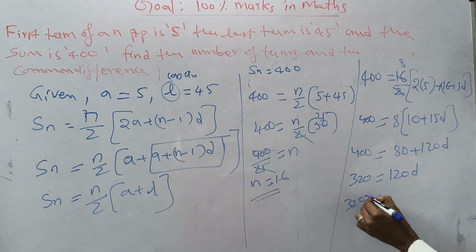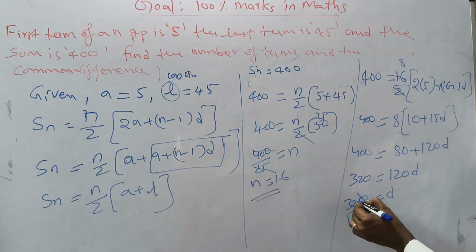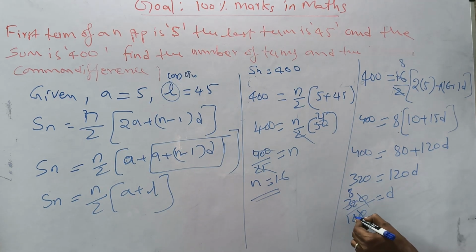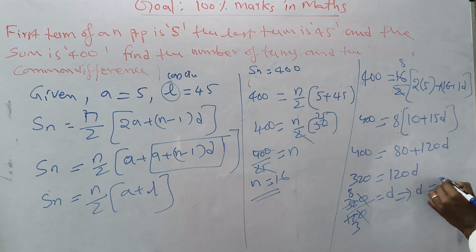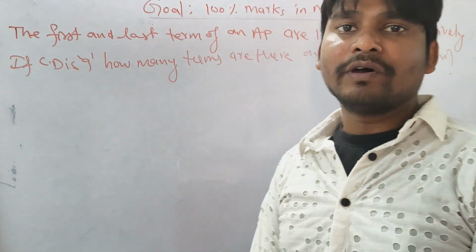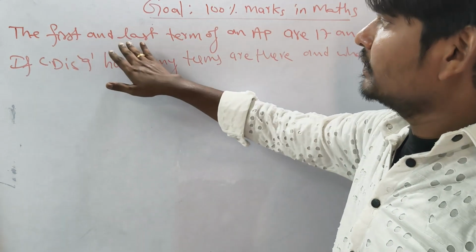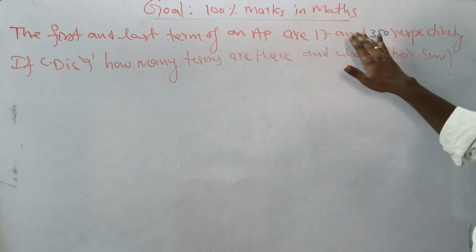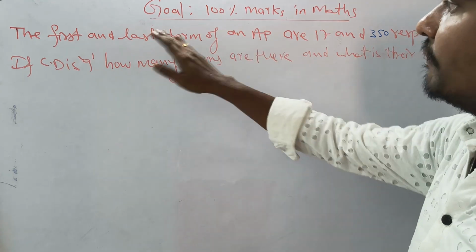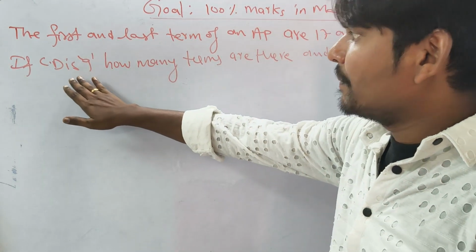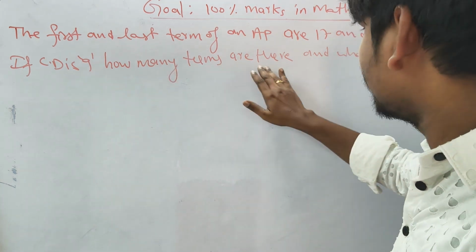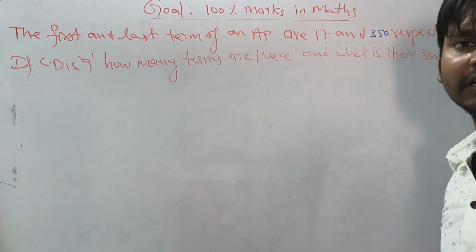Now 320 by 120d. So the zeros get cancelled. Now in this, 4 table 8 term gets cancelled, and the 3 term gets cancelled. So d is equal to 8 by 3. Okay students, we'll move on to the next question. The first term and last term of an AP are 17 and 350 respectively, meaning the first term is 17 and the last term is 350. Now if the common difference is 9, how many terms are there and what is their sum? That is the question for you.